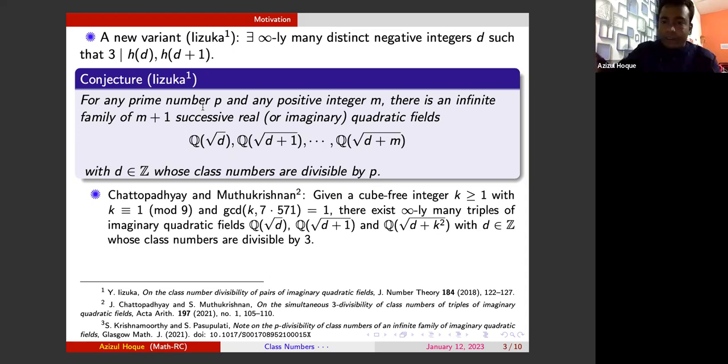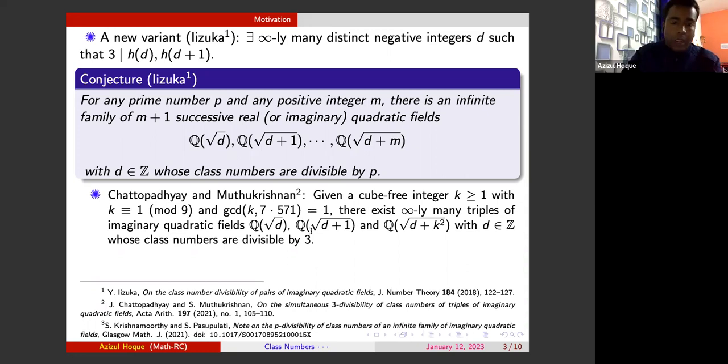Now, recently Chattopadhyay, who is there among the participants, I think, and one of his collaborators, Muthukrishnan, considered the result of Iizuka, d and d plus 1, and were able to add one more field, Q(square root of d plus k squared). Here only the 3 divisibility is there. This result is very, very similar to Iizuka's result, and you can see some restrictions are there on this k. You have the simultaneous thing, and one more extra field. It says that this result is true for m equal to 1 and p equal to 3.